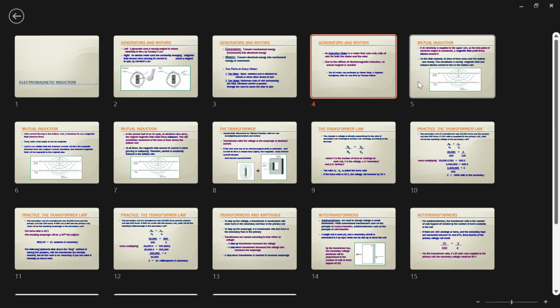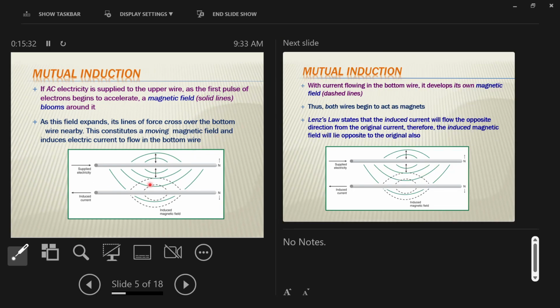So to give you an idea of how this works, this all refers back to chapter 6, which talked about magnetism and electrostatics. We talked about the ability to induce current in a nearby wire. So here's the idea.